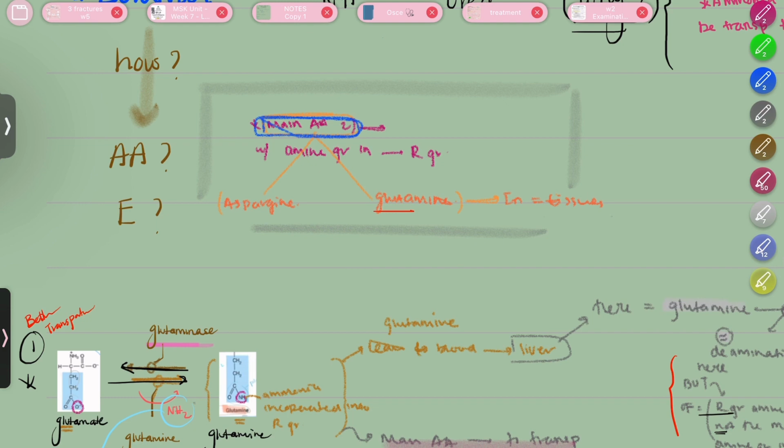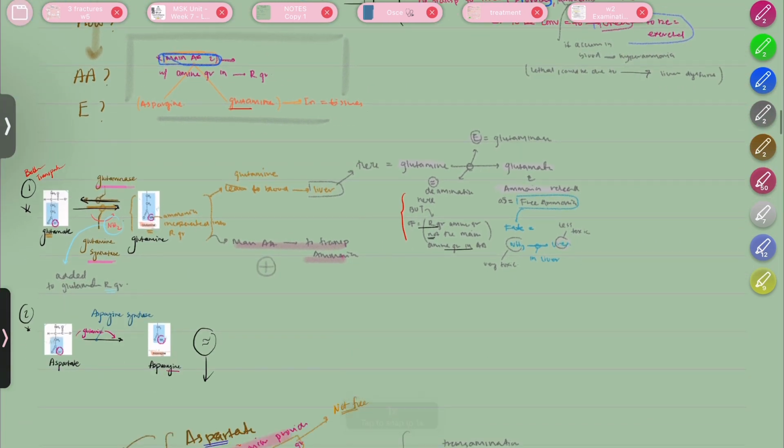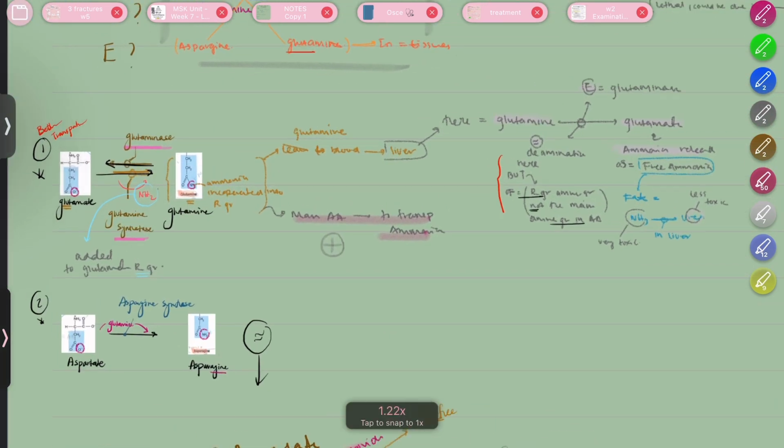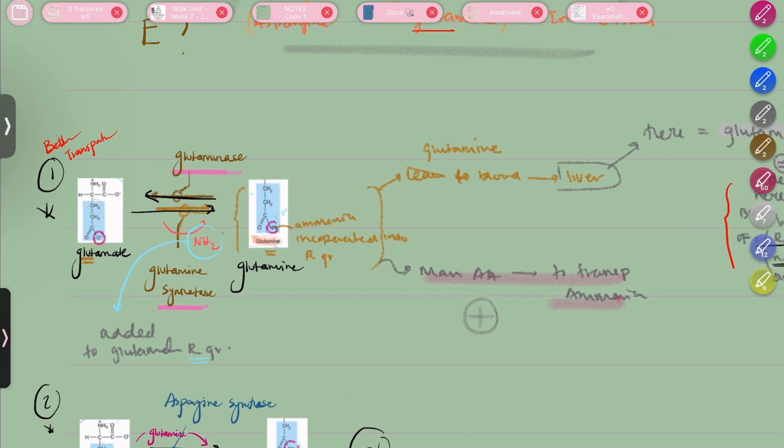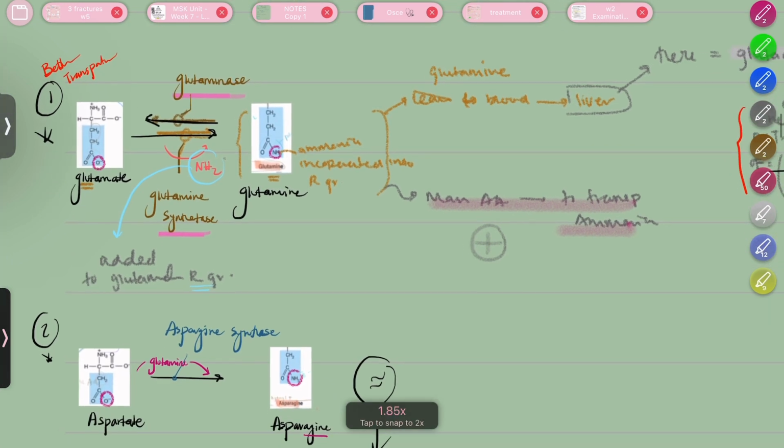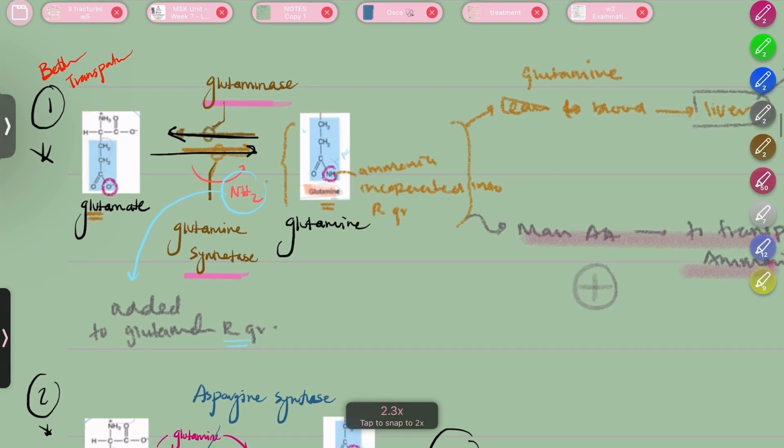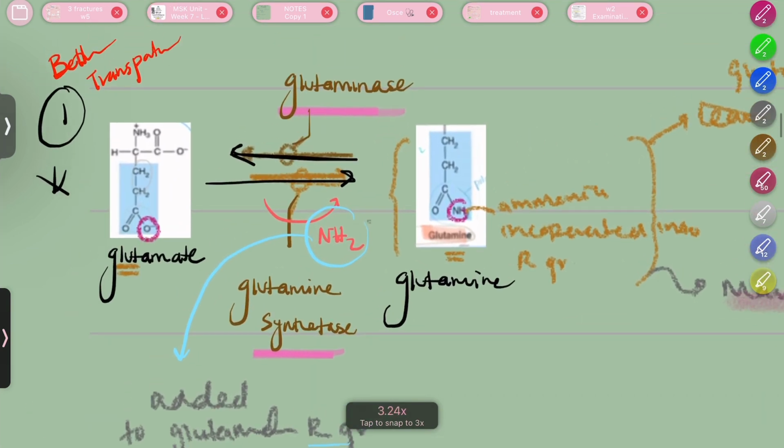Okay, so you may ask, how is that done? In order to transport this very toxic free ammonia in our blood to the liver, so that the urea cycle can occur, because the urea cycle takes place in the liver and this ammonia needs to reach the liver, we have transporters. So let's start off with glutamine. So we know that this is the normal structure of the glutamate, which means that it has a place to accept this free ammonia to incorporate it.